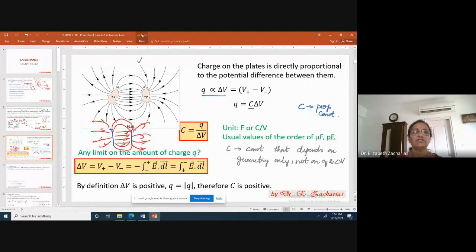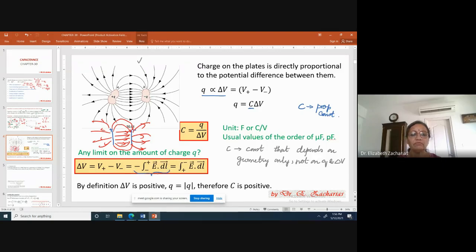So now let's just set up some equation. What is that equation? Let's see. The potential difference between the two plates, which is V plus minus V minus, can be written as minus integral from minus to plus of E dot dl. From where is this coming? Anyone?